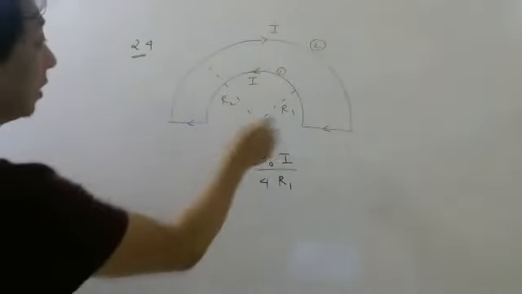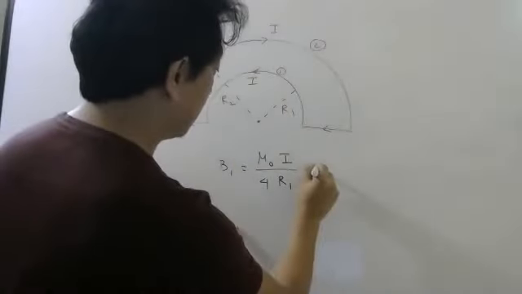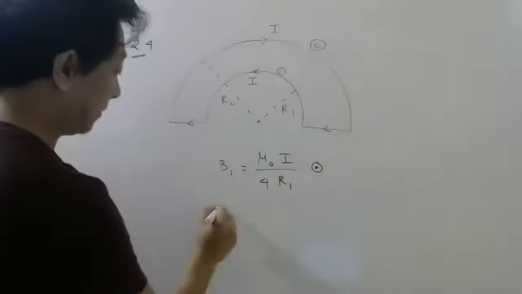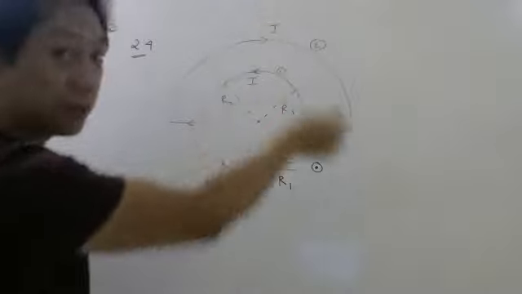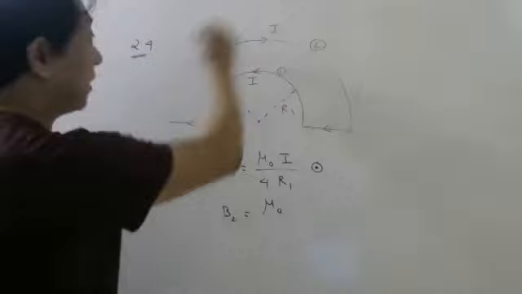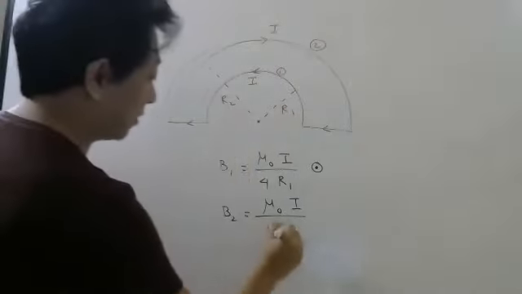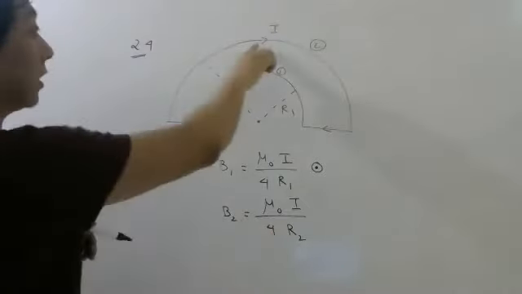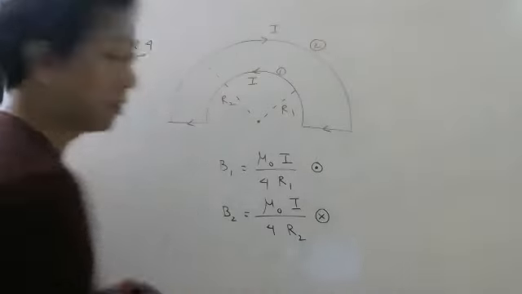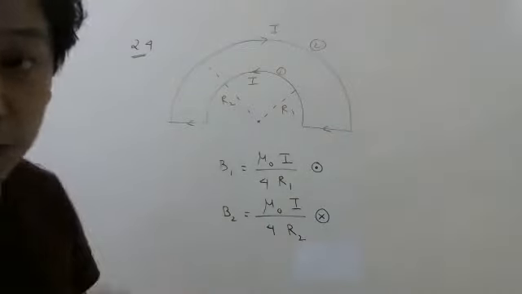Now direction will be where current is going this way. So it will be outward. Direction is outward. Okay. Now calculate due to this semicircle. It is also semicircle, so it will be mu naught I by 4r. Mu naught, current is same, by 4r. Radius of this is r2. Where it will be? Here current is this way. So it will be into. So one magnetic field is outward, one magnetic field is inward. So you have to subtract.